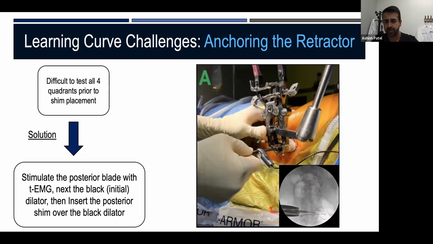And so what we've done is, once we place the retractor and before we take all of the dilators out, we keep the initial dilator in, which has that EMG stim on there. And we stimulate the posterior blade, make sure that the nerve is posterior to us. So we have typically low numbers. And then we spin the initial dilator with the electrode on there to make sure that we have something favorable and safe, 50 milliamps or greater. At that point, we know the surgical corridor is safe, and we place our shim.